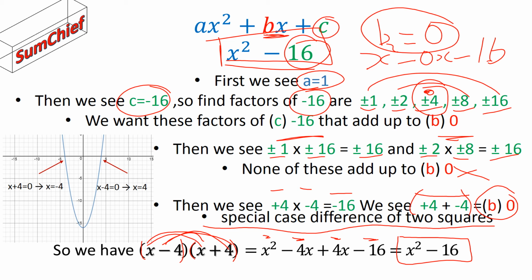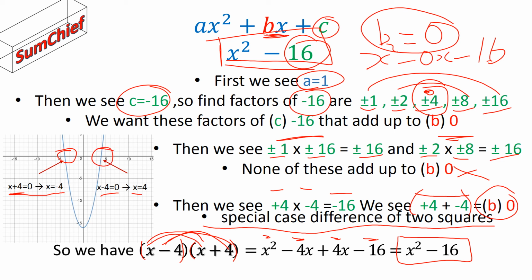So now solving for x. We've got x plus 4 equals 0, x equals minus 4. So that's going to be this one here. When x minus 4 equals 0, x equals plus 4. It's this one here. So that's what happens with this function here.